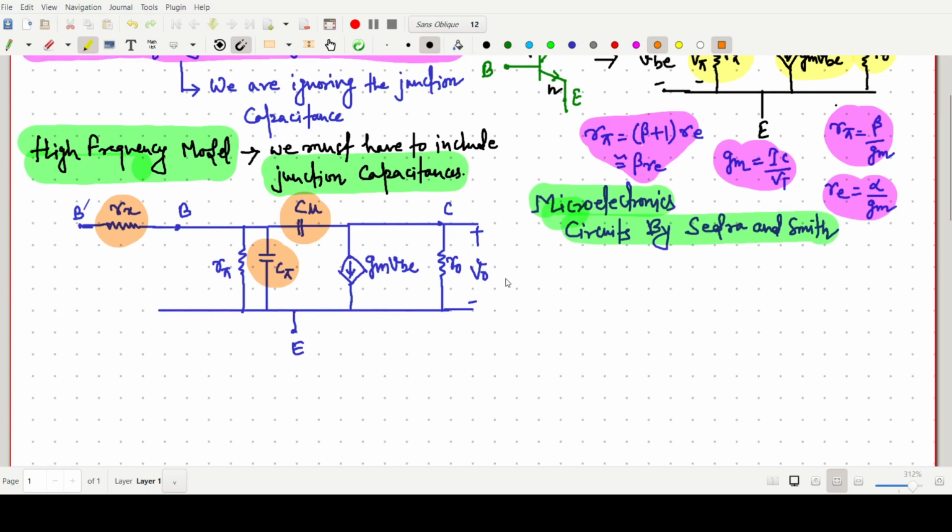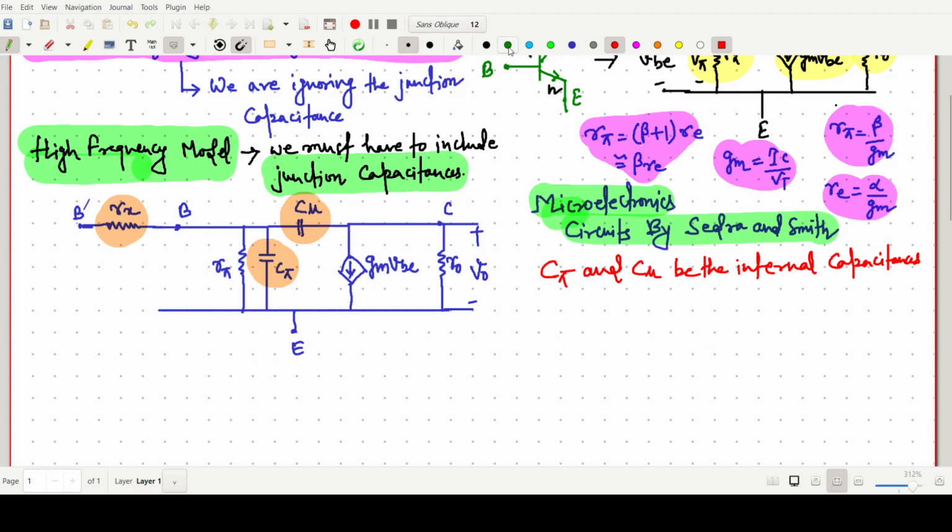So the first thing we can say, these are the BJT internal capacitances. I have to take the pencil. So we can say C pi and C mu are the internal capacitances.